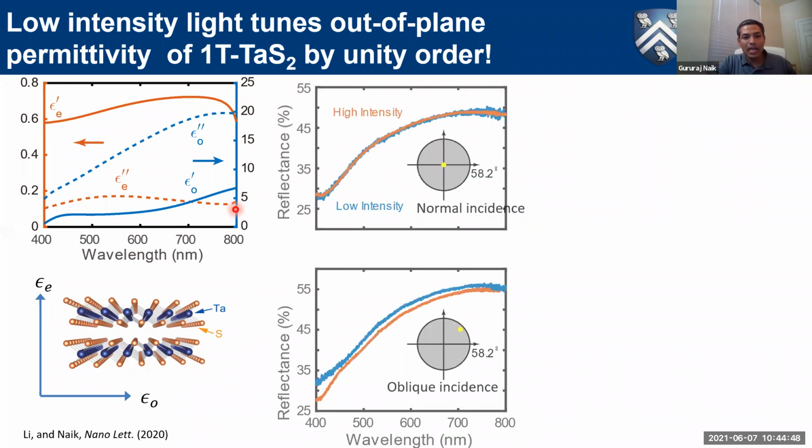Okay, but what happens is as we increase the intensity of illumination, we see that normal incidence will not change anything, but oblique incidence will change reflectance. So what does that mean?